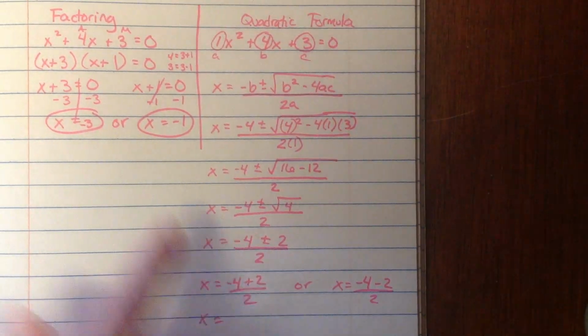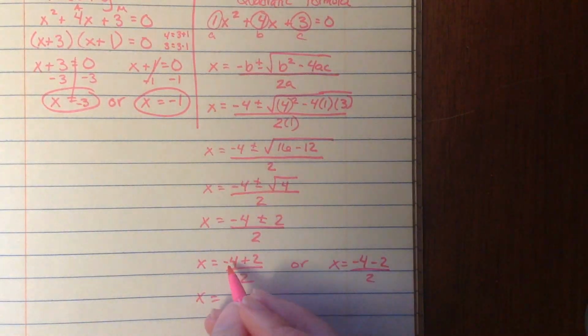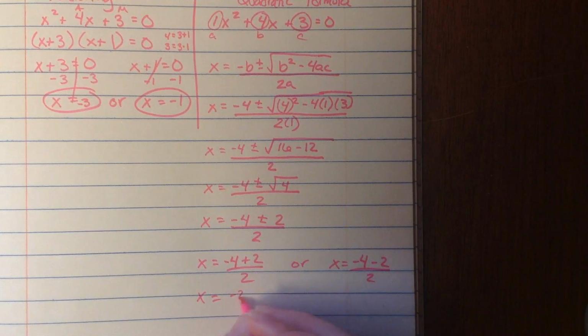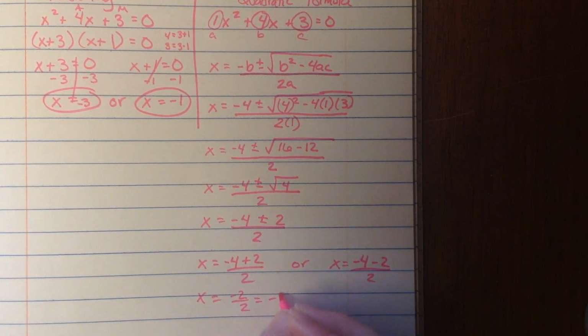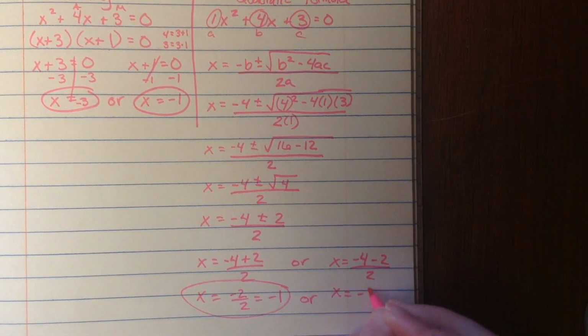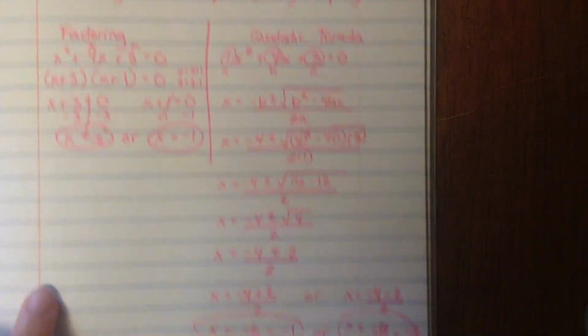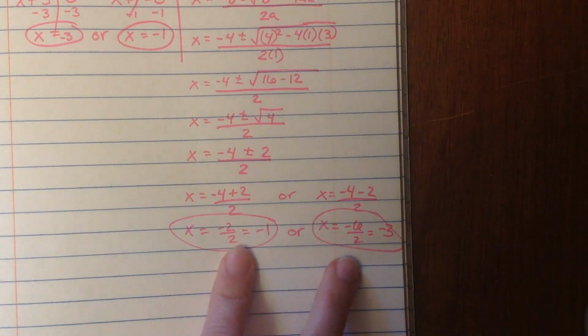And if all works out, we should get these same answers because we've already done it by factoring. So negative 4 plus 2 is negative 2 over 2. Well, look, there's our negative 1. Or this is going to be negative 6 over 2, which is negative 3. Well, look, we got the same answer with factoring as we did with the quadratic formula.